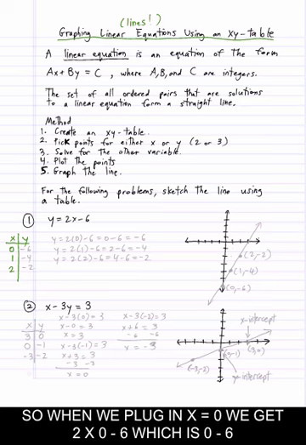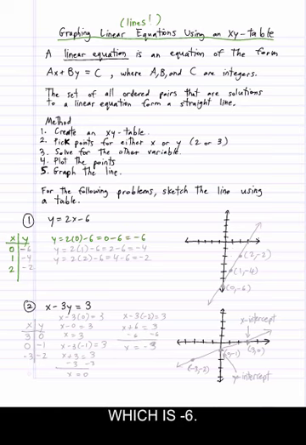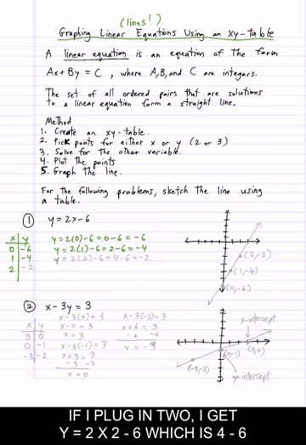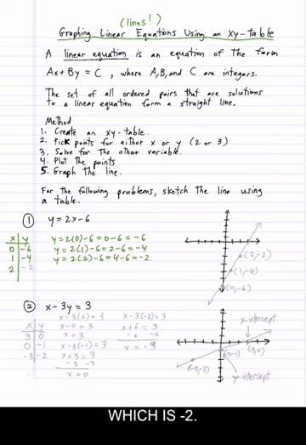So when we plug in x equals 0, we get 2 times 0 minus 6, which is 0 minus 6, which is negative 6. If I plug in 1, I get y equals 2 times 1 minus 6, which is 2 minus 6, which is negative 4. If I plug in 2, I get y equals 2 times 2 minus 6, which is 4 minus 6, which is negative 2.